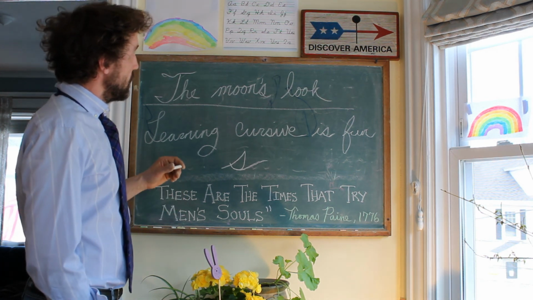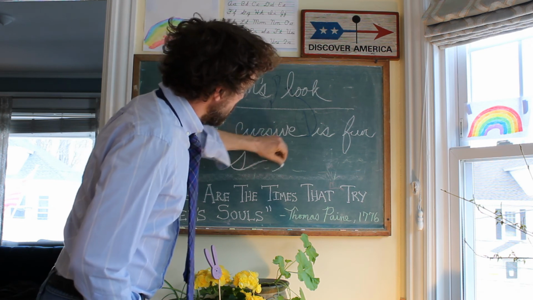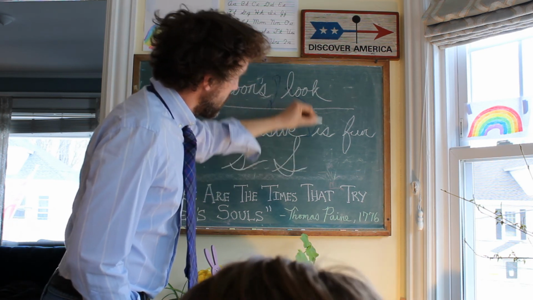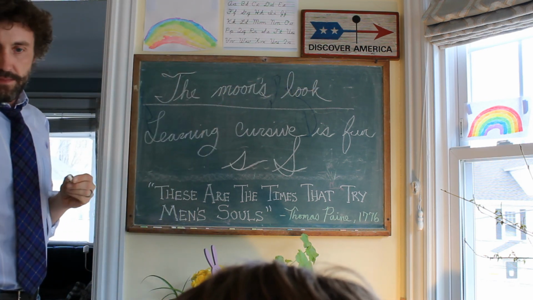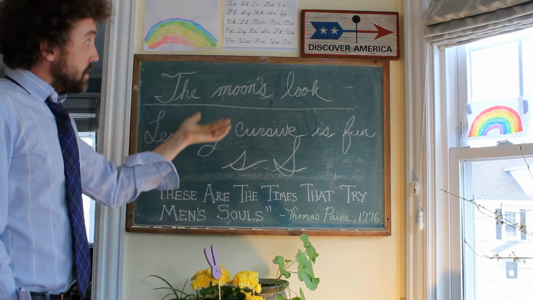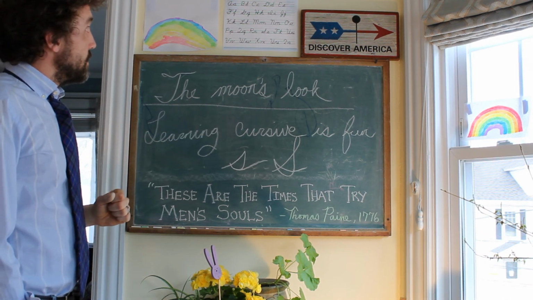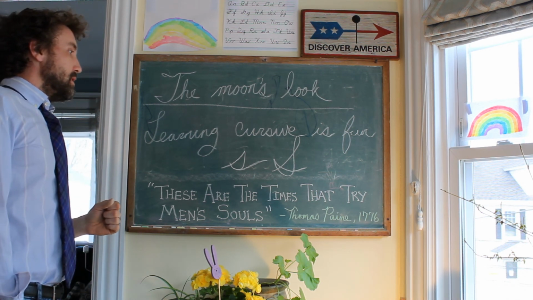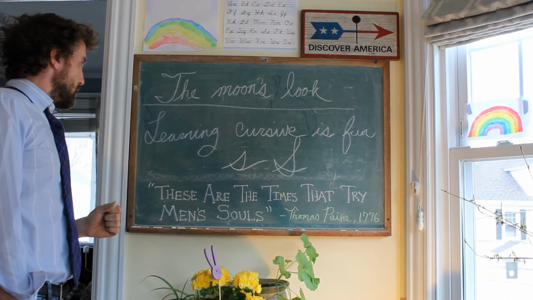Alright, and then an uppercase S. Just a big loop up here. Okay. Alright. So that was the letters K through O in the cursive handwriting lesson that we're doing here.